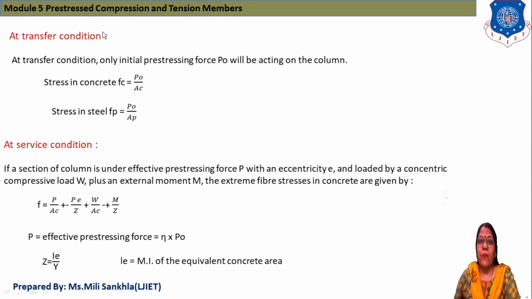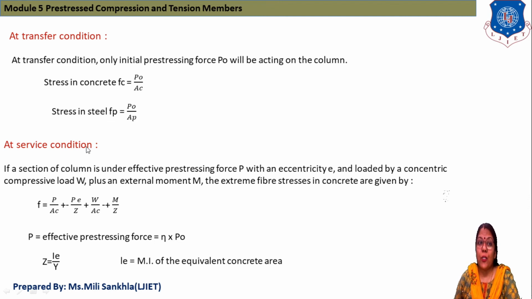Now at transfer condition, only initial prestress force P0 will be acting on the column. Stress in concrete fc is equal to load divided by area. Stress in steel, that means tendon, is equal to P0 by Ap.